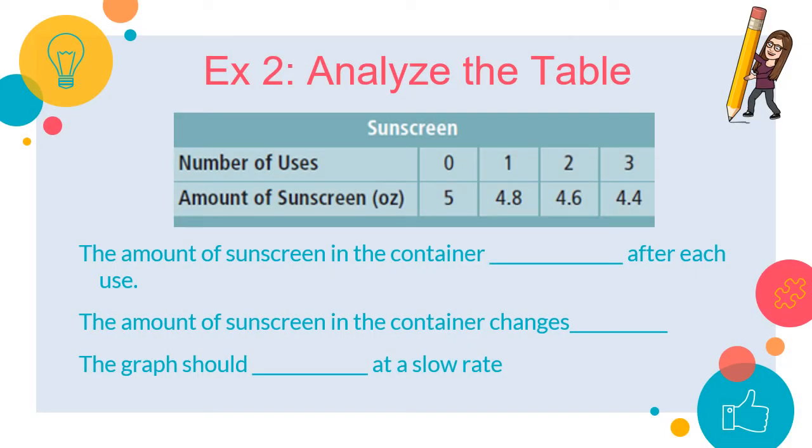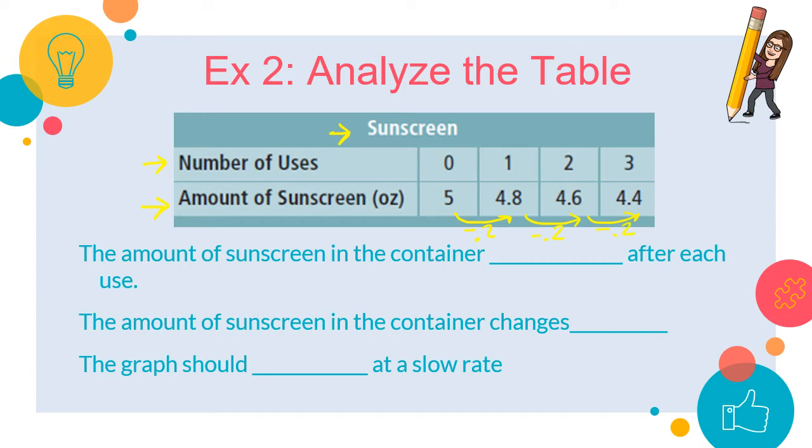So for example, we're going to analyze this table. The first thing I notice is the topic has to do with sunscreen. As the number of uses increases, the amount of sunscreen decreases. That makes sense. And if I look, we actually have a consistent decrease of subtracting 0.2 ounces every use.